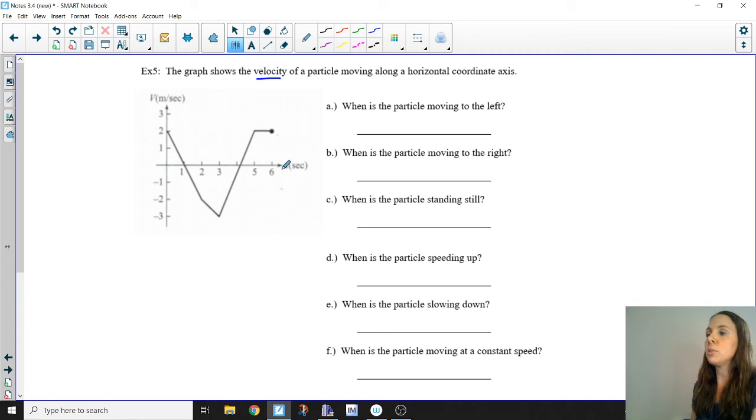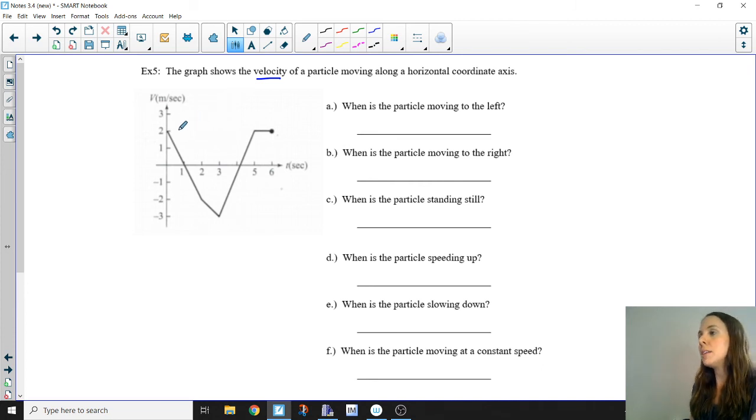Okay, let me tell you the story of this particle. It's moving along a horizontal coordinate axis again, but this time I don't know where it starts because I'm not looking at a position versus time graph, I'm looking at velocity. But I can tell you from wherever its starting point is, it is moving to the right until this time. And then it changes direction and it's moving to the left from t equals 1 all the way to this time. Why? Positive velocity means moving in one direction. Negative velocity means moving in the other direction.